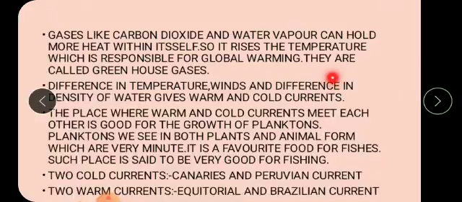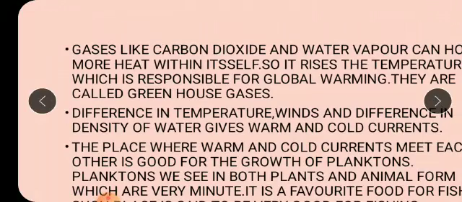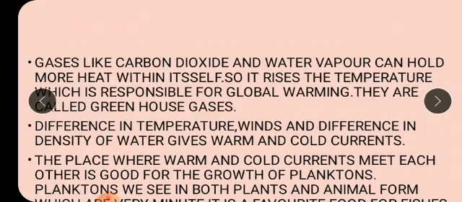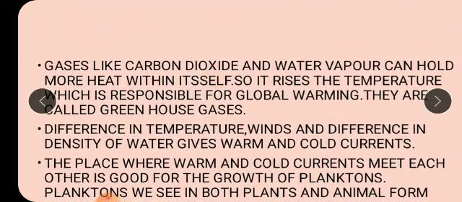Then the next thing, children, one more thing you have to study in this lesson is about the greenhouse gases. Now what are these greenhouse gases which are responsible for global warming? Now this word global warming is not at all new to you, isn't it? Global warming is responsible for increasing the temperatures, isn't it? It is increasing the temperatures. Now what are these greenhouse gases? It is carbon dioxide and water vapor.